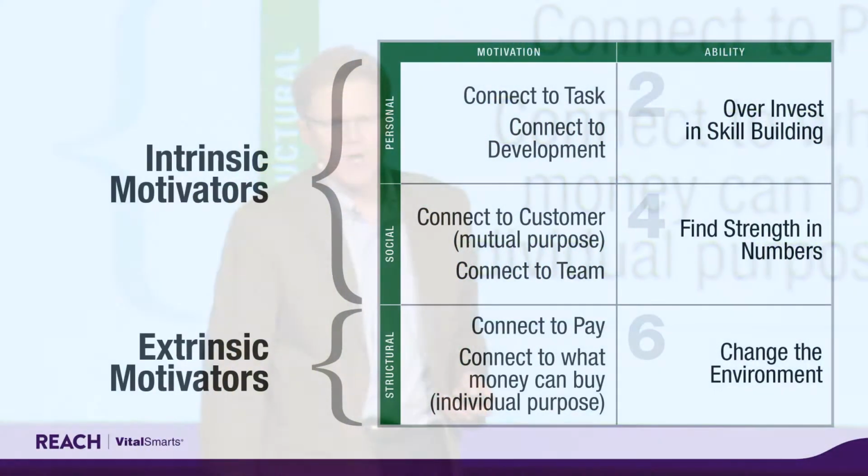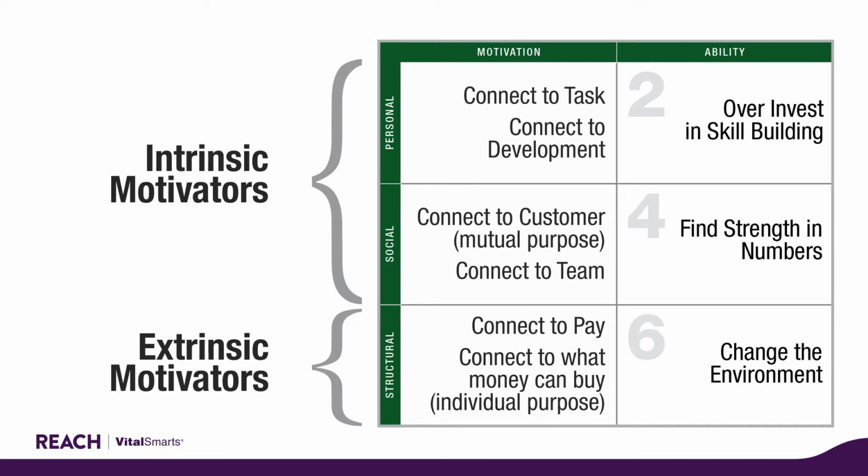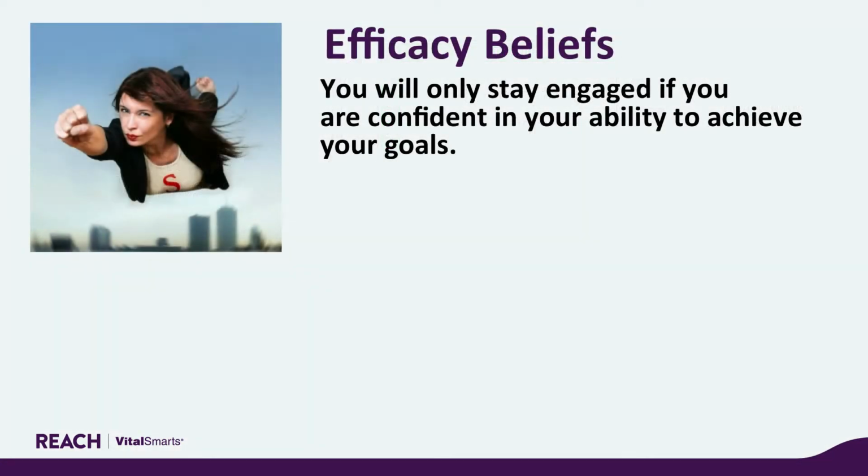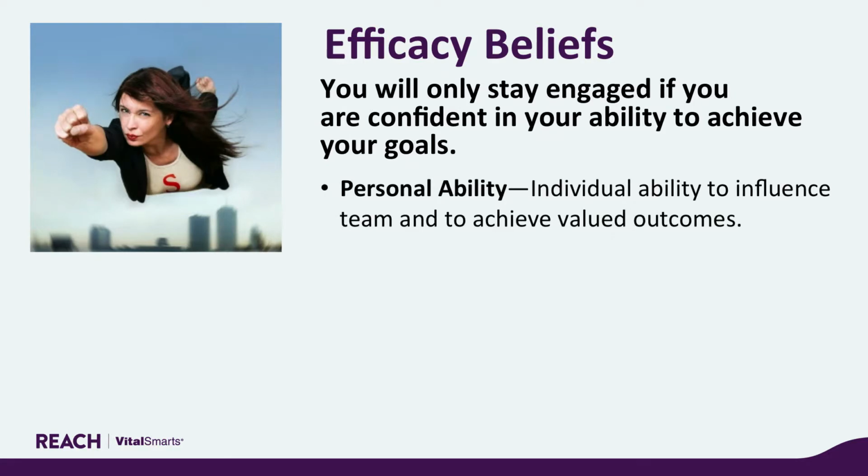Now, so far, I've only talked around motivation. So let me talk about ability a little bit. Efficacy beliefs. You'll only stay engaged if you're confident in your ability to achieve these goals we've talked about. And we look at ability at 3 levels: personal, social, and structural. The personal level is the individual's ability to influence the team, their boss, the people around them, and their ability to achieve these outcomes. Do they feel the personal efficacy and the efficacy to influence the people around them?